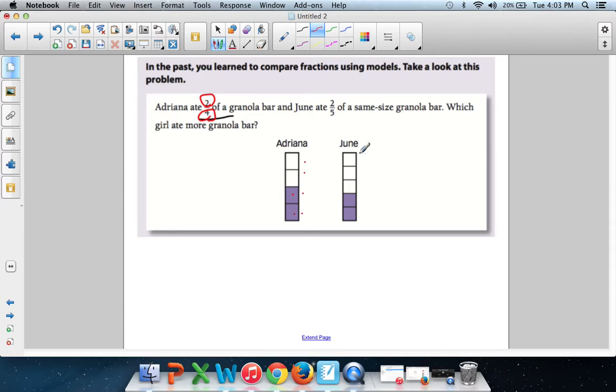Now we have June, who ate 2/5 of a same size granola bar. So 1, 2, 3, 4, 5. Yes, that's the denominator. And then 1, 2 shaded in. That's the numerator. Cool. Which girl ate more granola bar? Since they're the same size, it's pretty easy to look at the two and see that more is shaded in this one. So 2/4 is in fact bigger. That's my bigger than sign. 2/4 is bigger than 2/5. And we get to move on.